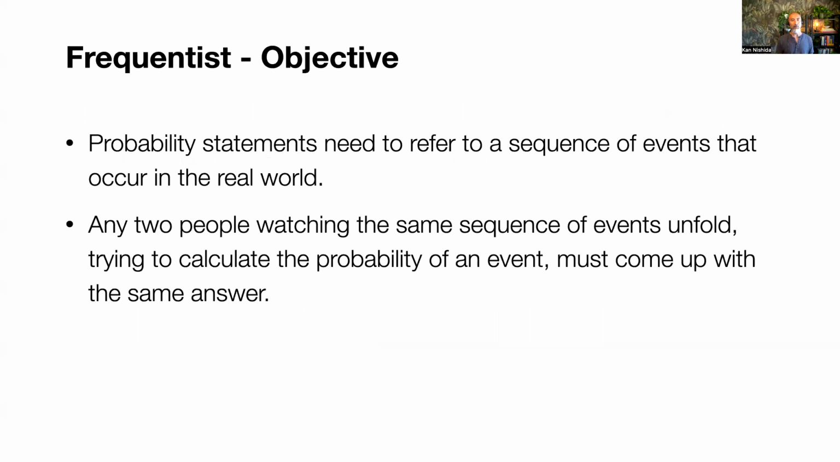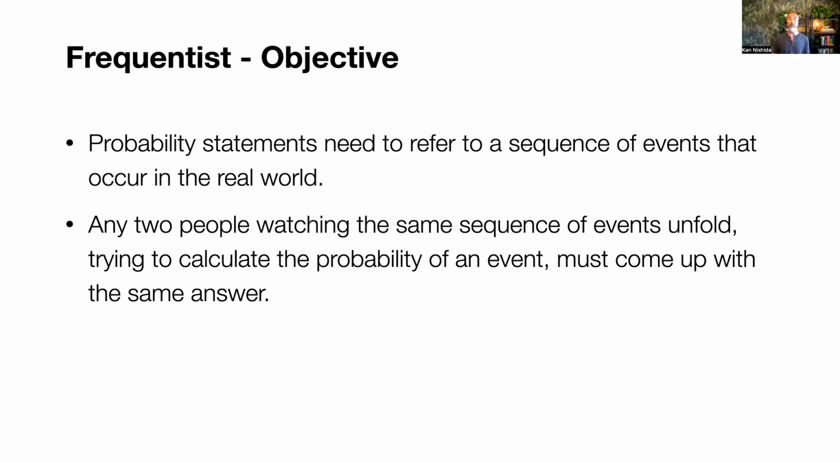Okay, so now, by the way, that's the frequentist understanding of probability. And the frequentist view of probability is considered objective, because probability statements need to refer to a sequence of events that occur in the real world. Even though that coin flip was a simulated one, I didn't throw the coin 1,000 times, if you do it in the real world, you can get a very similar result. Also, any two people watching the same sequence of events unfold and trying to calculate the probability of an event must come up with the same answer. In this case, 50% and 50%.